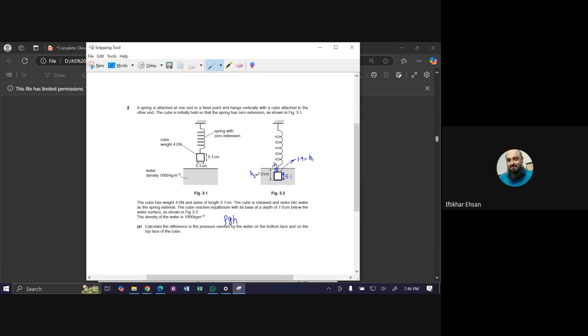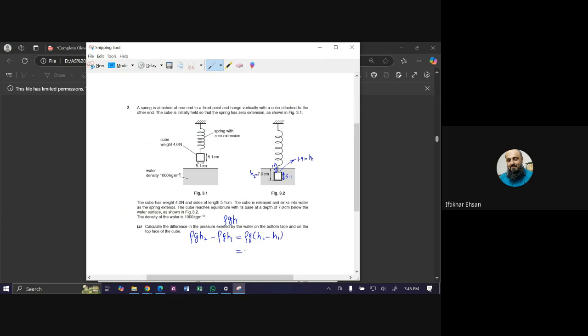7. So we have to find the difference in pressure. So it will be rho g H2 minus rho g H1. Isn't it the same we did in the derivation? Yes. Okay, so we can take rho g as common to make it simpler.